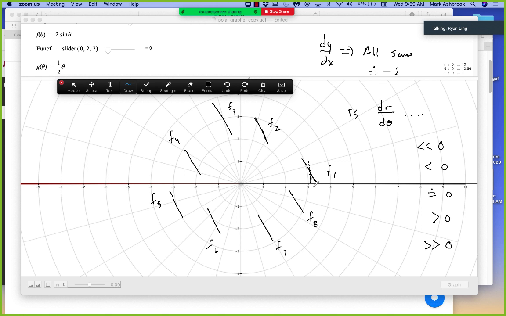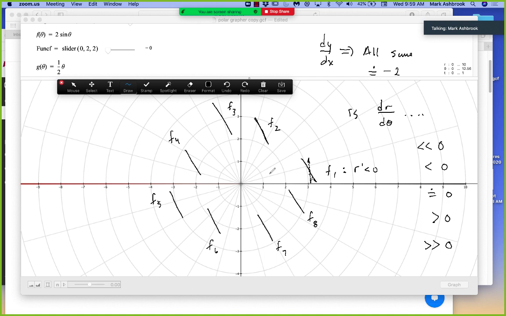Sorry about that. Okay. So what about F1? What would you say? Really big negative, negative, 0, positive, really big positive. What would you say for F1? Negative. Someone wants negative. As theta increases, is R decreasing? By saying that that's negative, you're saying R is decreasing. Agree? I think it's negative too, yeah. Yep. I agree. Good. So for F1, R prime less than 0.